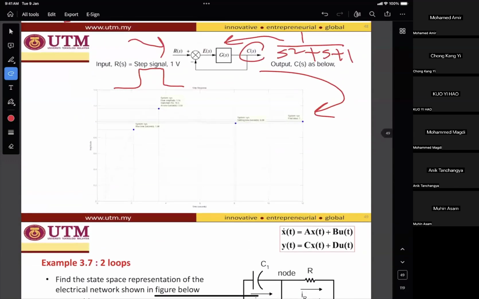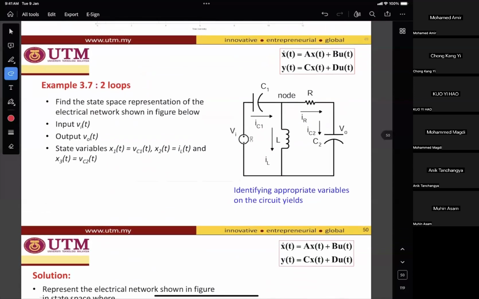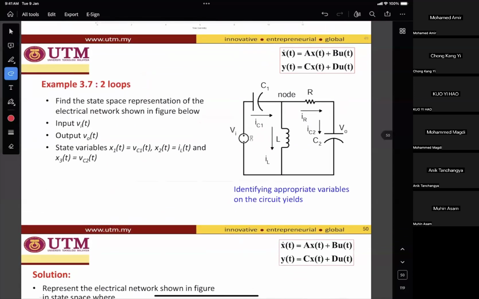This one I will show later in the face-to-face class. Okay. Because my MATLAB is not working.